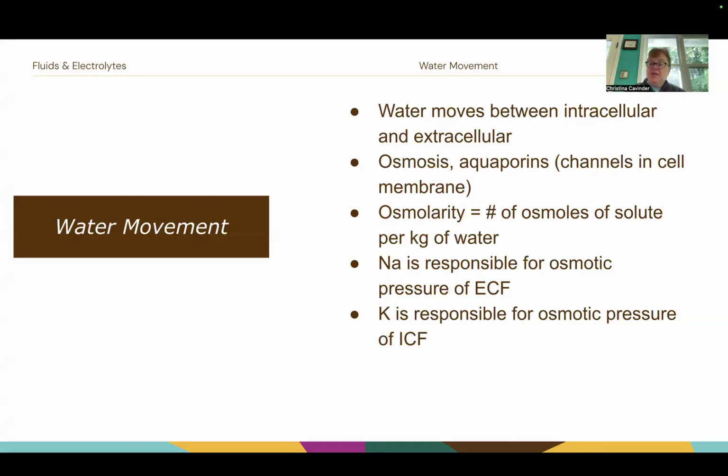Sodium is most responsible for osmotic pressure in the extracellular space. So sodium levels in the extracellular space are very high, and it's responsible for the osmotic pressure. Potassium is responsible for the osmotic pressure outside the cell, so in the intracellular space.